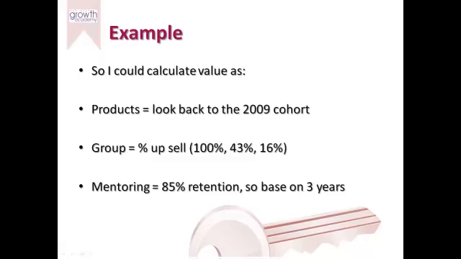Now, obviously, when I'm calculating the products, I'd end up having a total for every customer. So what I'd need to do there is take the total of every customer, add it up, and compute the mean average. Whereas with the group and the mentoring, I've already calculated an average based on those different percentage models.